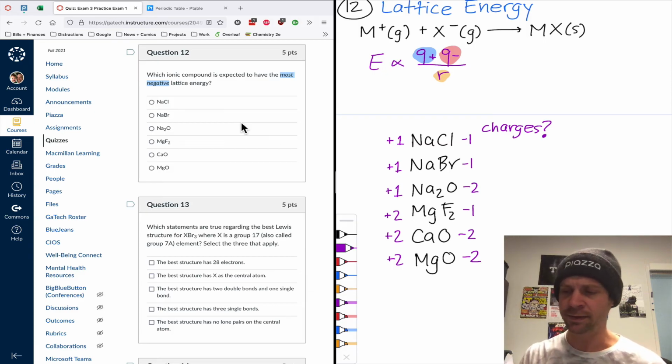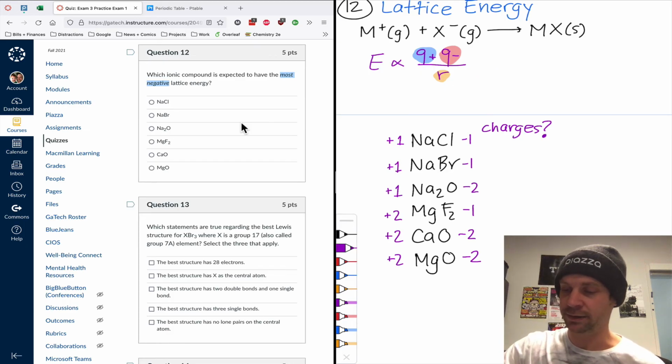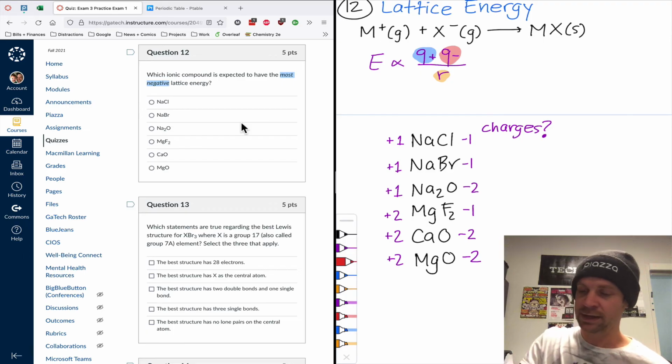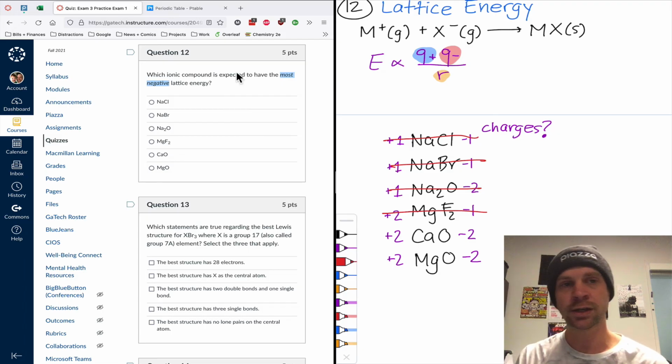Now that we've done this, we can refer back up to the equation above and note that the +2, -2 compounds are going to have much more negative lattice energies than the others, right? So immediately we can rule out NaCl, NaBr, Na2O, which has a +1 cation, and MgF2, which has a -1 anion. And it comes down to CaO versus MgO here.